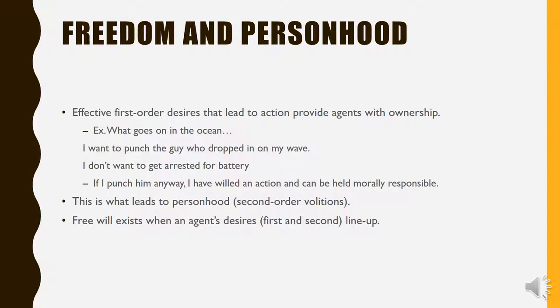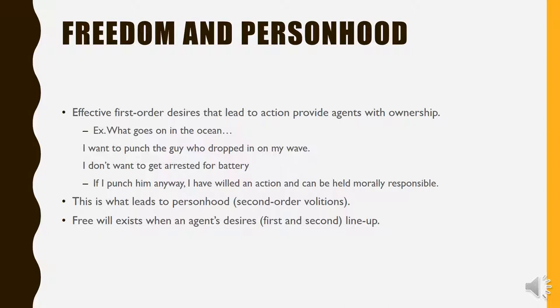With that effective first order desire, I am able to take ownership of that choice to eat what I want, because, and this is particularly true with most people, we have the ability to rein in our first order desires with second order desires. And those second order desires are the desires for that desire. And so I can overrule my first order desire with a second order desire, which will issue in the opposite first order desire.